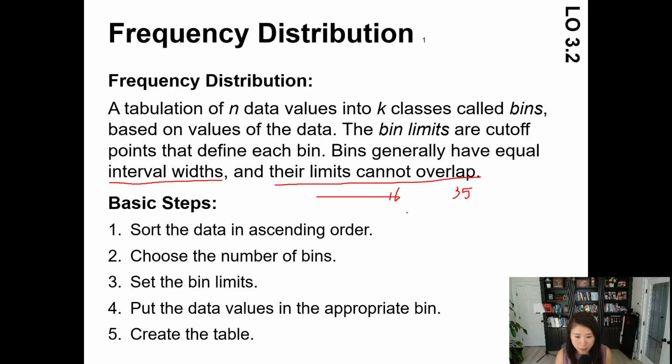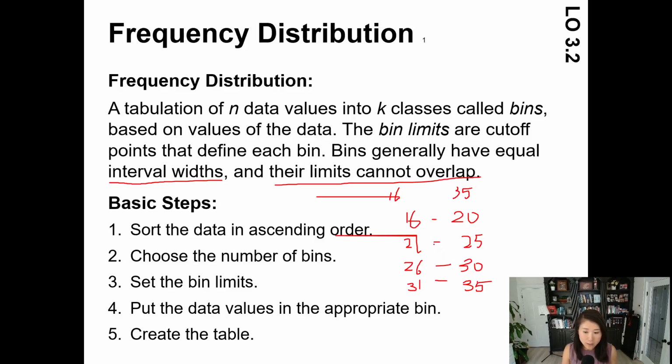If that's the case, your first class should look like 16 to 20, 21 to 25, 26 to 30, 31 to 35. Okay, so those are the 4 classes I created. The way I created these classes, which can also be called age groups, satisfies these 2 conditions: the interval widths are exactly the same, and there is no overlapping between classes.